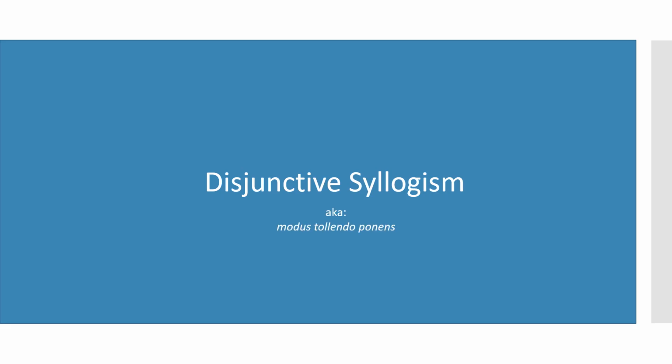Now, the Latin name for this is modus tollendo ponens, and in this particular instance, I don't really care if you know this name. In later syllogisms, we'll see that the Latin name is, in fact, just the name you'll need to know. So there'll be a few cases as we move along where you're going to need to know this. But the classic Latin phrase for this is modus tollendo ponens.